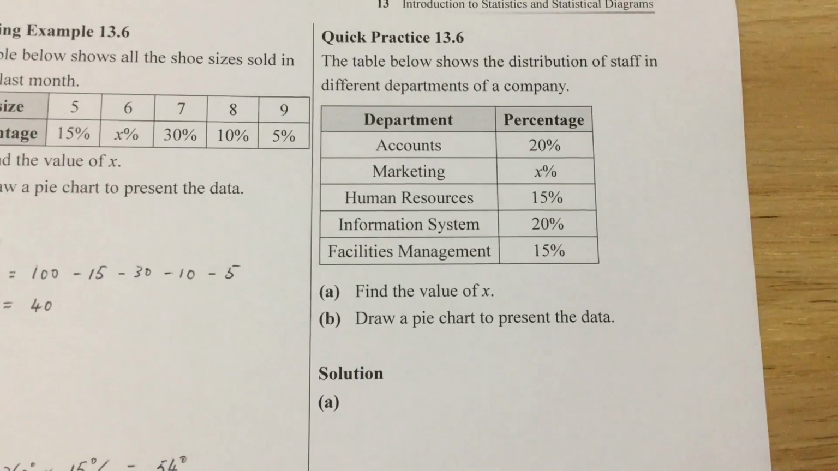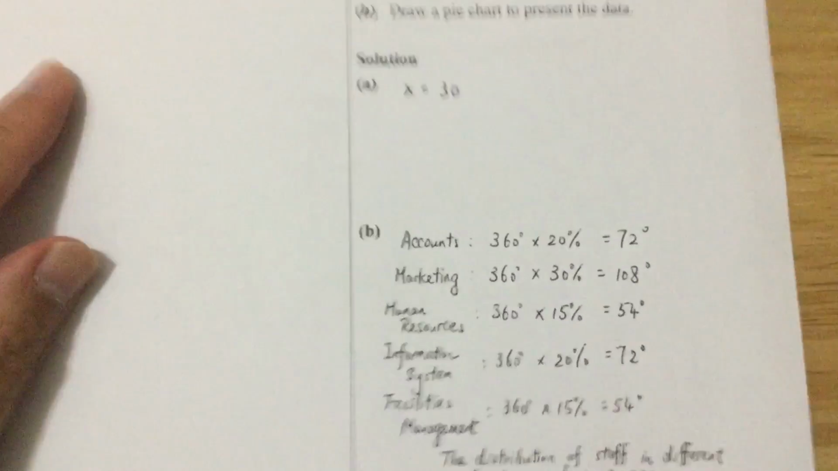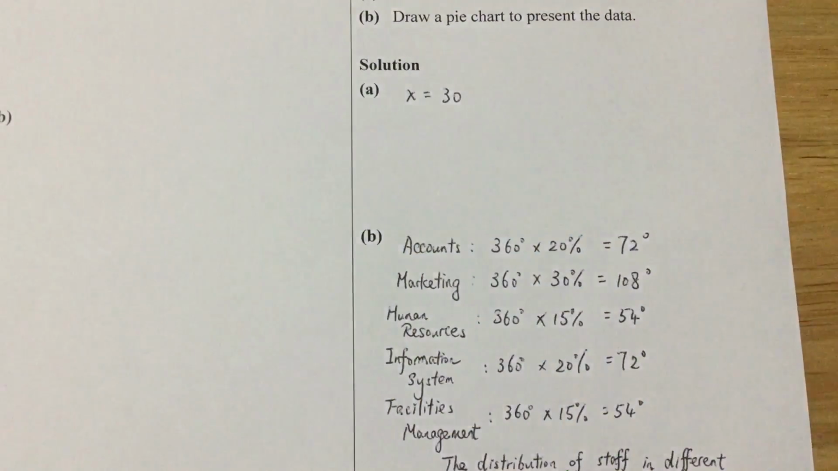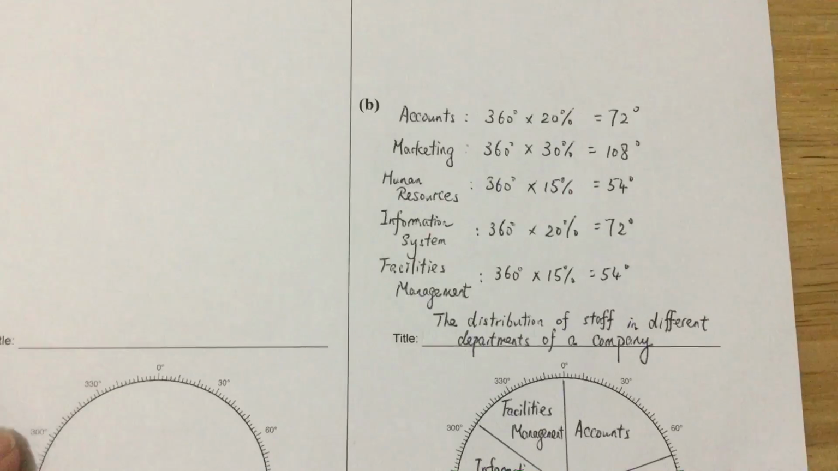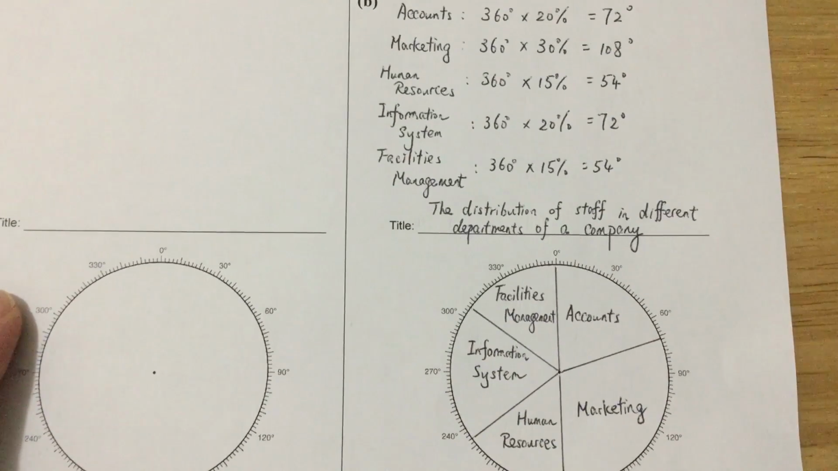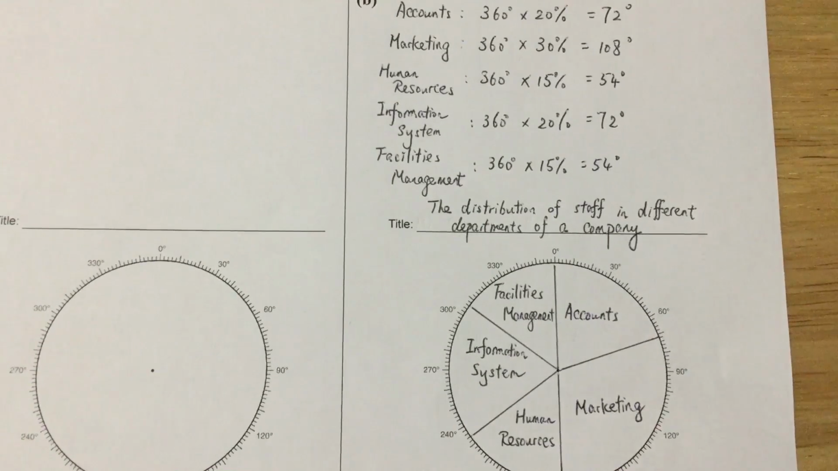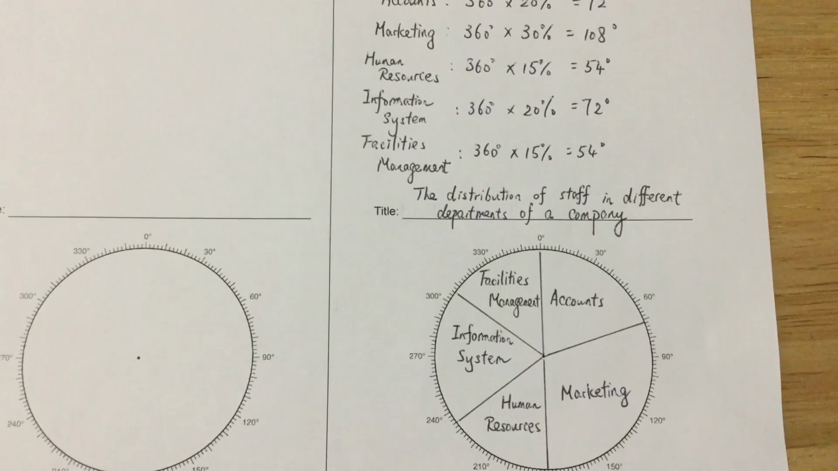Okay, now we will go to the answer part. For A, you will see x equals 30, because we subtract all the other percentages and get 30 for the answer. For B, we find the angles for accounting and marketing. You will see 72, 108 degrees, and so on. We find these once again, and we draw the pie chart like this. So this is the answer for quick practice 13.6.